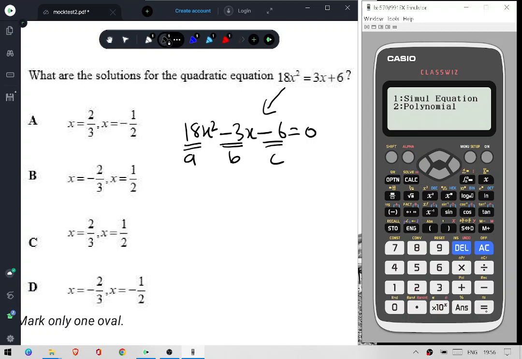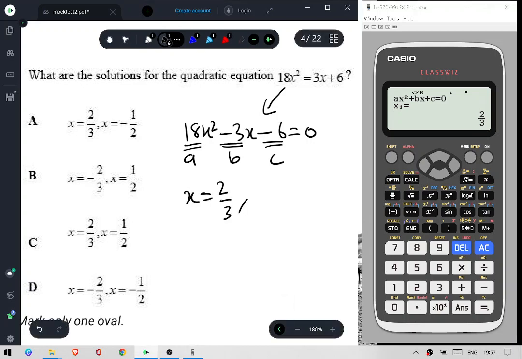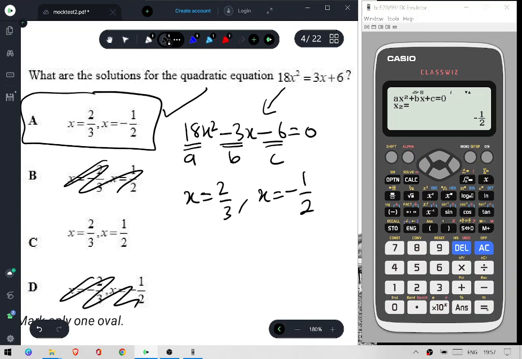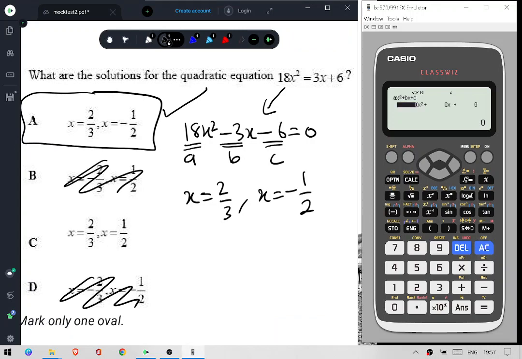And then not simultaneous, we want polynomial degree 2 and then we get the function. Key in 18, minus 3 and minus 6. Okay, let's see what is the final answer. So we get x equals 2 over 3 and the other one is x equals minus half. Okay, so which one? Not this one. This one is A. So the answer is A.